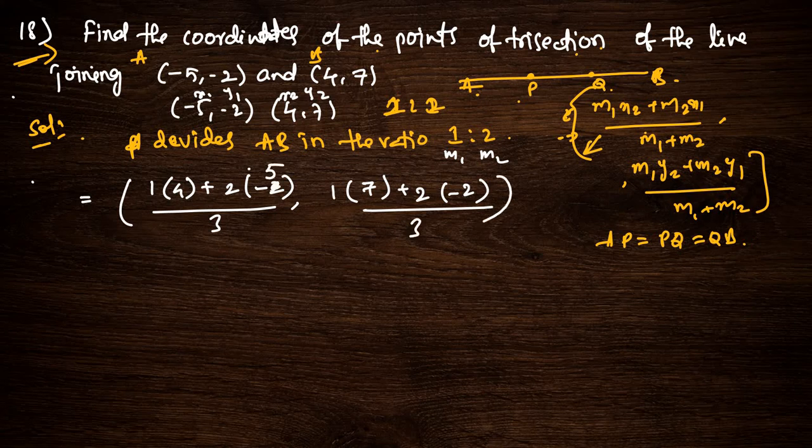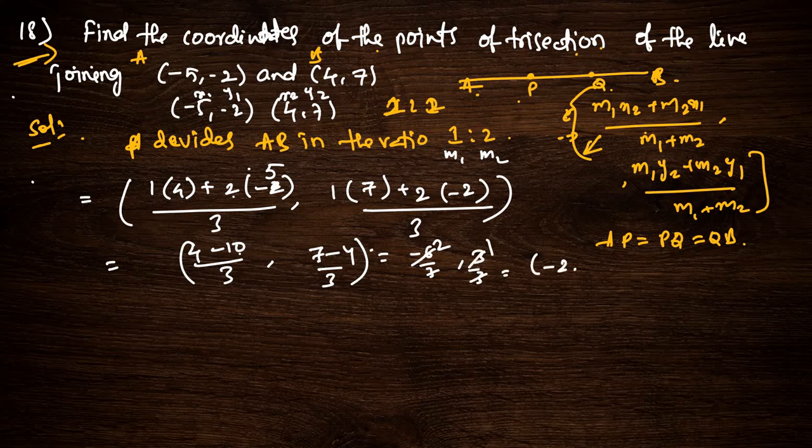So this is 3 here, it will become 4 minus 10, and the y part is 7 minus 4, divided by 3. So it will become minus 6 by 3, 3 twos are 6, and this is 3 by 3, that is 1, which is equal to minus 2 comma 1.